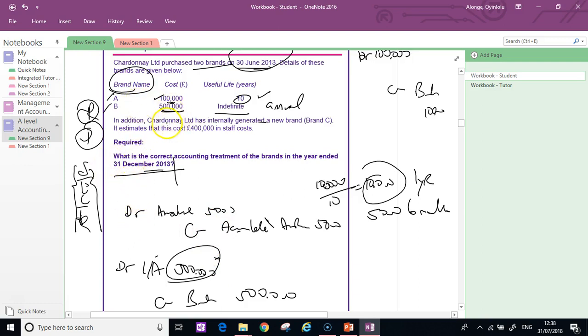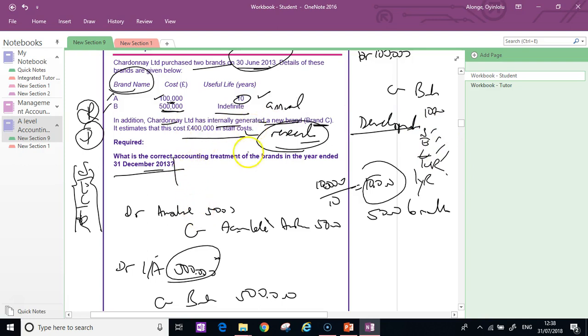So let's look at the last one. It says Chardonnay has internally generated a new brand. It's estimated that this costs 400,000 in staff costs. So this is still all research. Staff costs are research costs, and you haven't quite hit development yet. You will see, especially at level 4, very clear indication of development via the term sector. And when you've hit sector, you will know that you can start capitalizing events. So it has to follow this pattern of research and development for us to capitalize. So all of this 400,000 is just an expense, literally just debit expense and credit bank. And that's how we deal with this one.